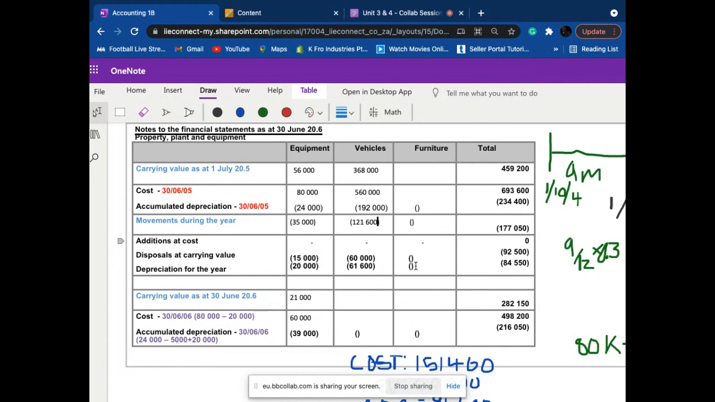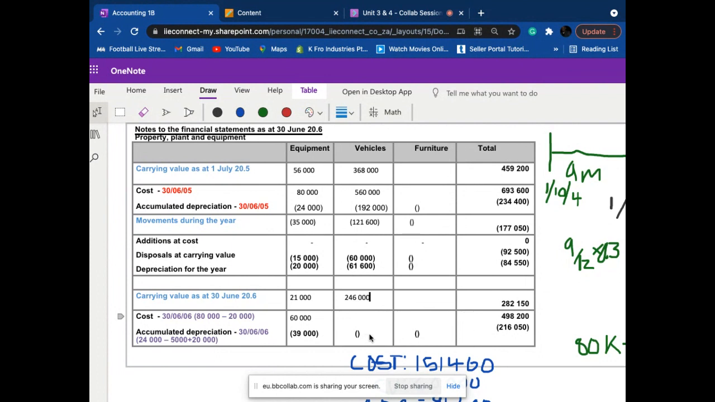So then if we want to find out our movement, our carrying value at 30 June 2006, we can already just say, okay, what is the carrying value at the beginning of our financial year minus the movements, and we'll have our answer over there. What is the answer over there? And 400? Just like that. Okay. Cool.